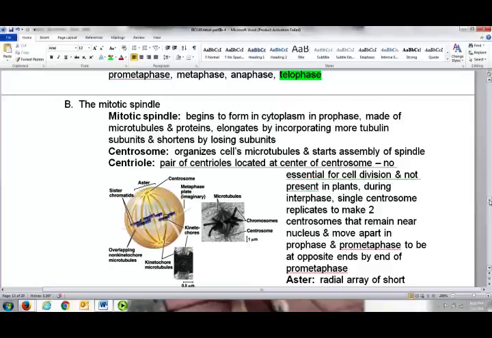You have a pair of centrioles that are located at the center of the centrosome. The centrosome is not essential for cell division because it's not present in plant cells, but it is seen in animal cells. During interphase, a single centrosome replicates to make 2 centrosomes that remain near the nucleus, and then they move apart in prophase and prometaphase to be at the opposite ends of the cell by the end of prometaphase. So here you can see the centrosomes, the pair of them, that are going to move apart.